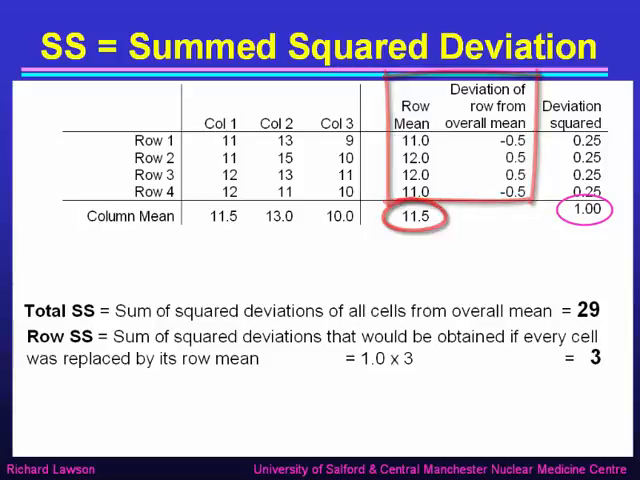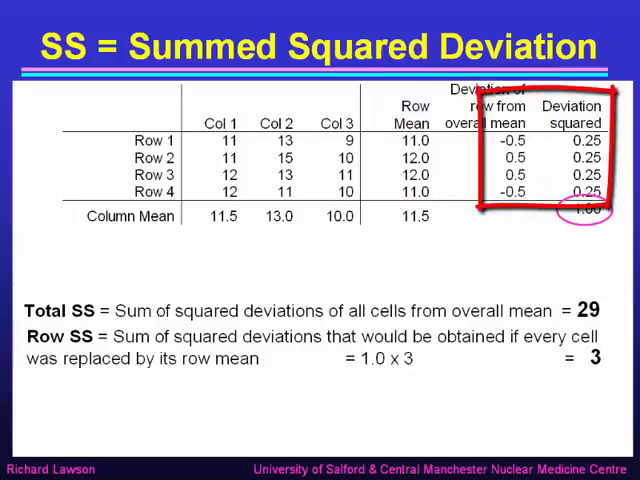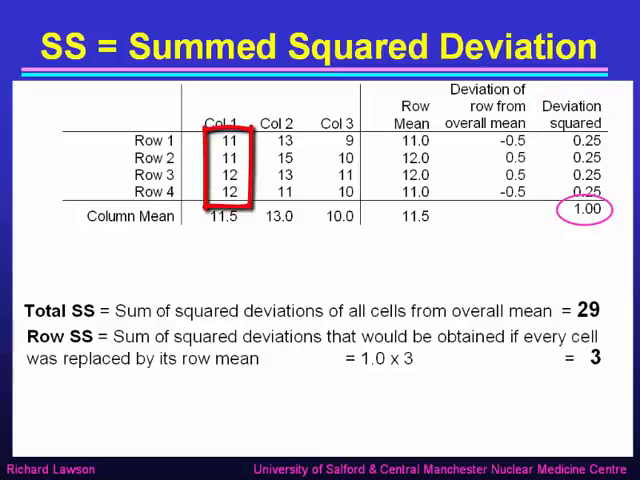So if we square those deviations, minus 0.5 squared is 0.25, plus 0.5 squared is 0.25, and so on. Adding those four gives us a total of 1. That is what we would get if we substituted the row means for all of the first column. But there are 3 columns to do that in, so each column gives a contribution of 1, 3 columns gives a total contribution of 3. So the row sum of squares would be 3.